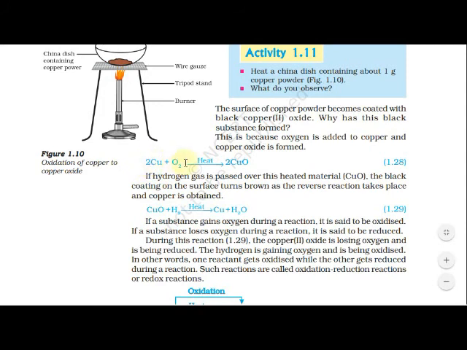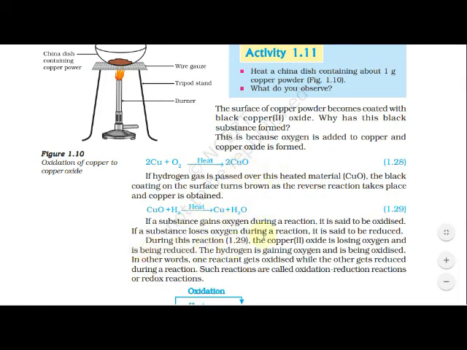Here 2Cu plus O2, O is gained, giving CuO. O is gained on the product side. It is attached with Cu. Yes or no? That is why this reaction is known as an oxidation reaction. These two, oxidation and reduction reactions, have been given here.